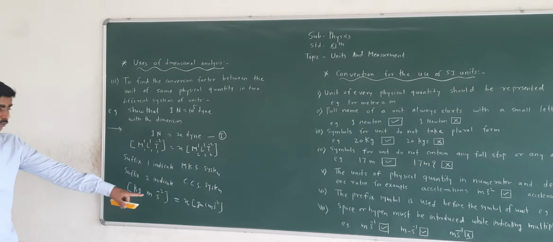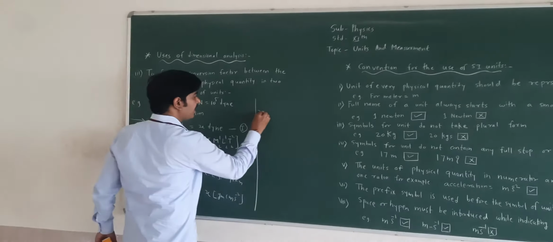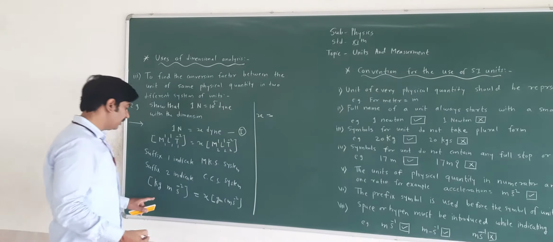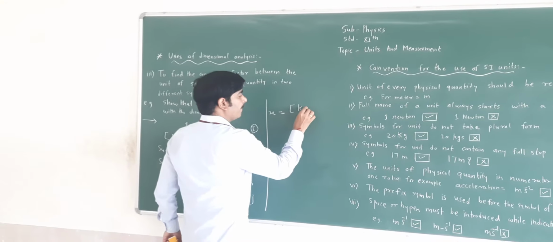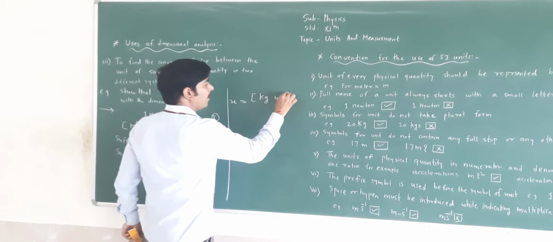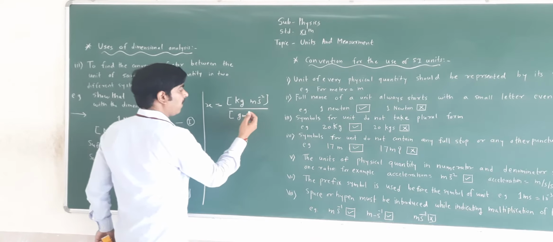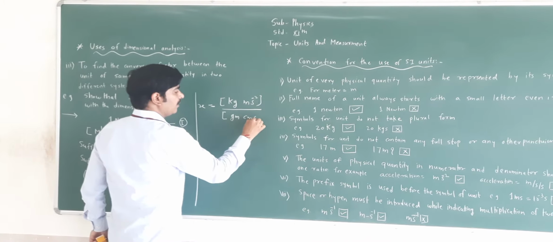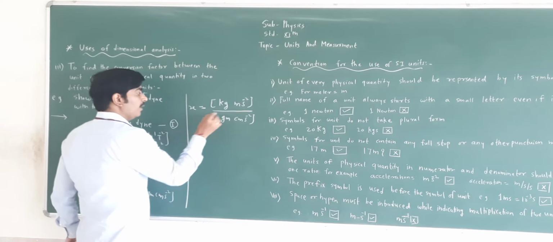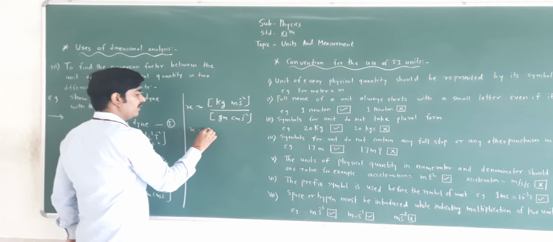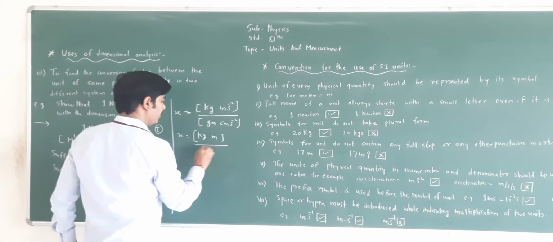What is our aim? To find the value of x. So x is equal to kilogram meter per second square upon gram centimeter per second square. Now second square will be cancelled there. Kilogram meter upon gram centimeter.